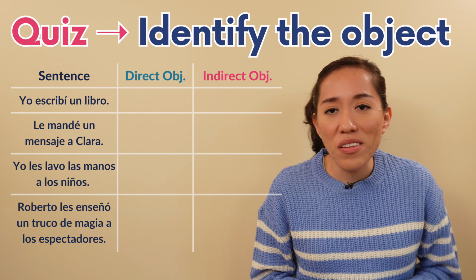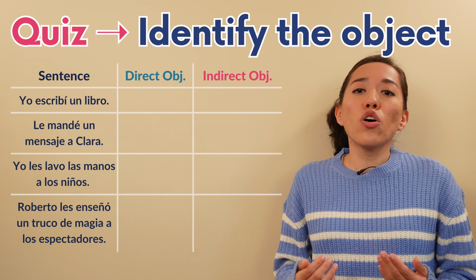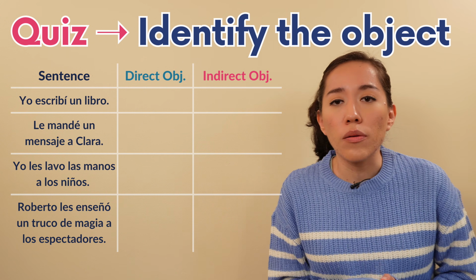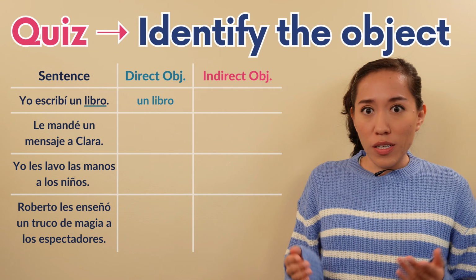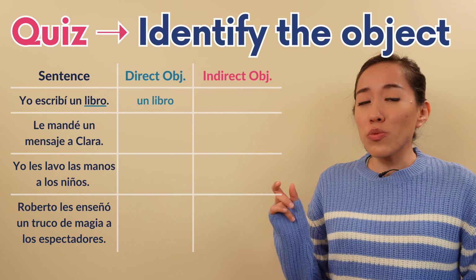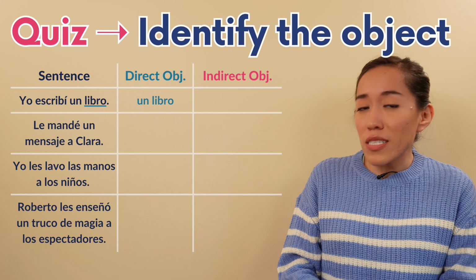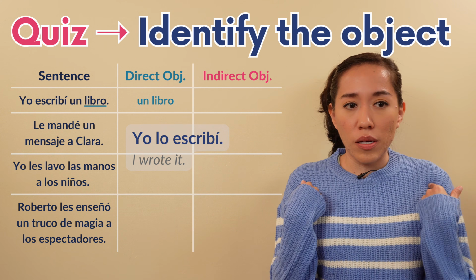So let's start with the first sentence. Yo escribí un libro. What did I write? Un libro, right? That's a direct object, which means that you can replace it with lo. Yo lo escribí.